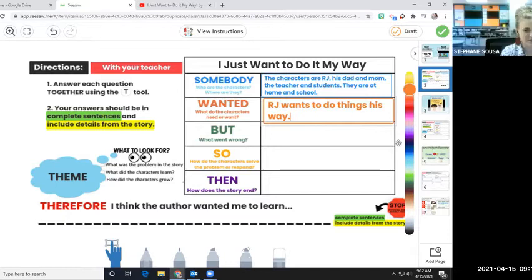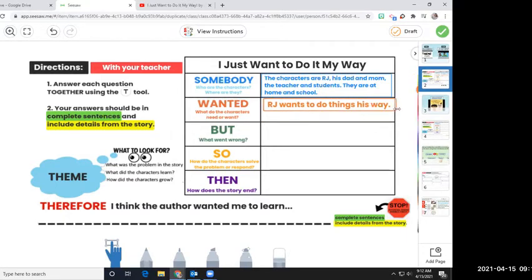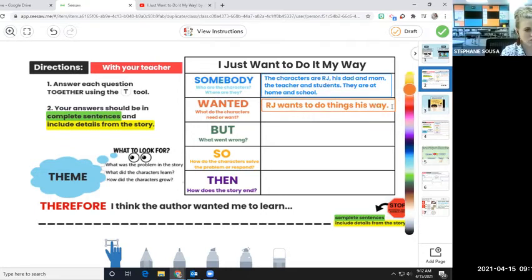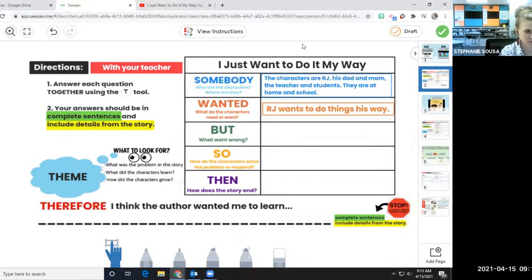And again, listen to that full, complete sentence that he had for us. That is correct. RJ wants to do things his way. No matter what those things are, he wants to do it his way. If it's eating an ice cream cone, his way. If it's doing his math homework, his way. If it's getting his chores done, his way. Wants to do it his way.